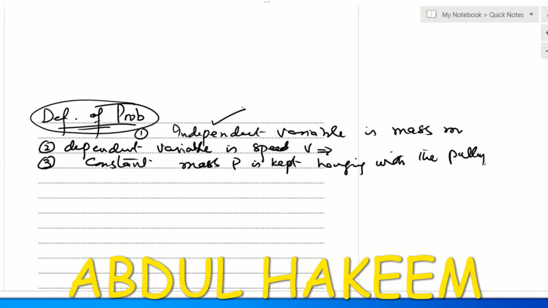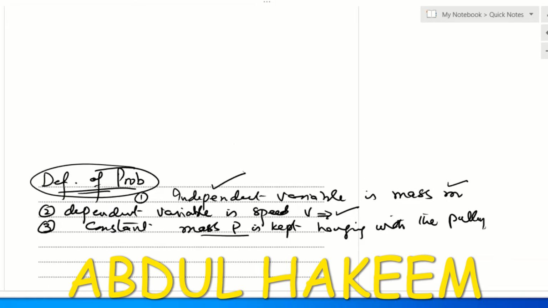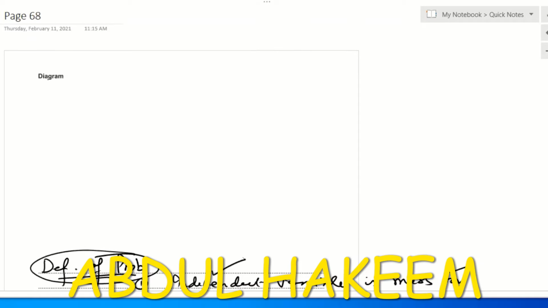So these are the 3 definitions of the problem. Number 1, the independent variable m. Number 2, the dependent variable speed. Number 3, the constant mass P hanging with the trolley. And then next is the diagram, the next heading.